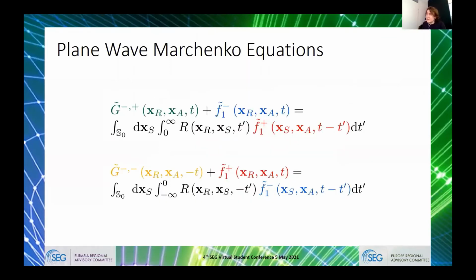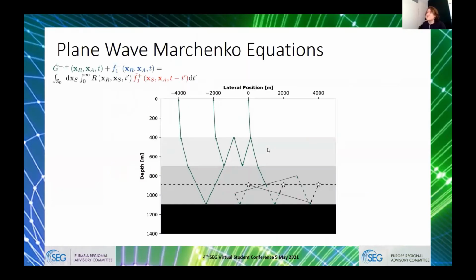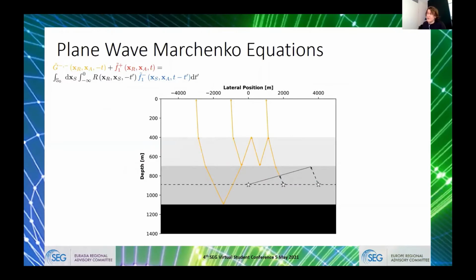They are basically exactly the same, only now they have these tildes on top of all the responses, and these tildes indicate we're dealing with plane waves. And again, we can see we focus this wave field, we get the Green's function and a focusing function. So here you can see the Green's function that we get. It's exactly the same principle as we saw before. And similarly, we can also get the second Green's function using exactly the same principle.